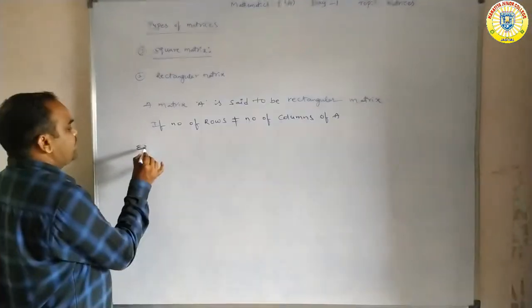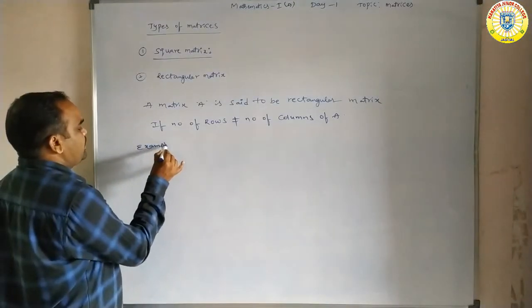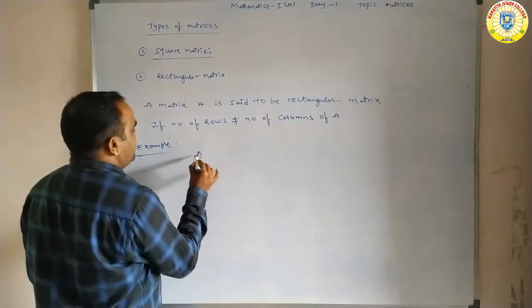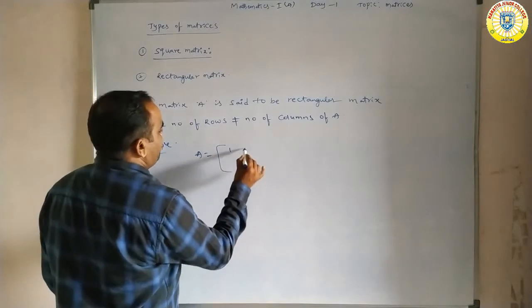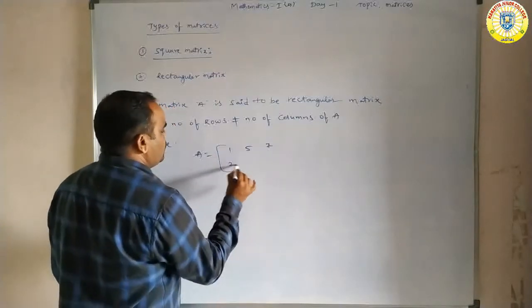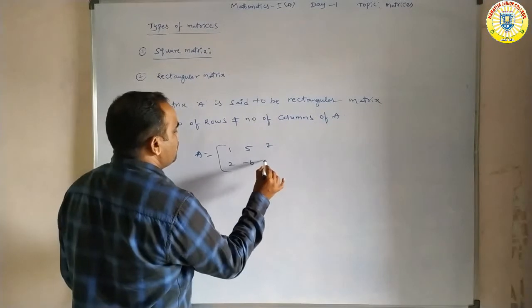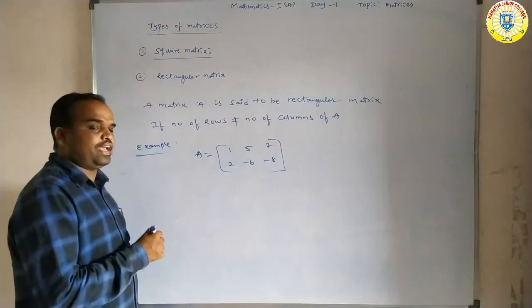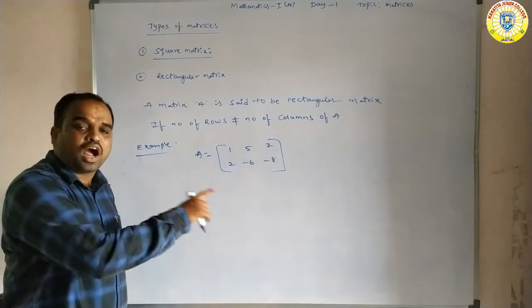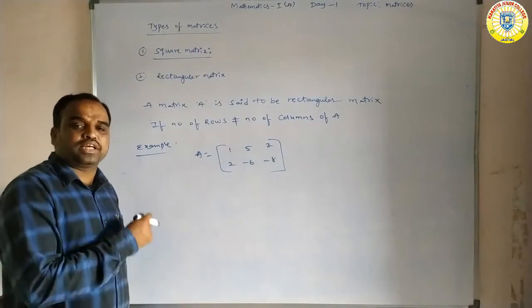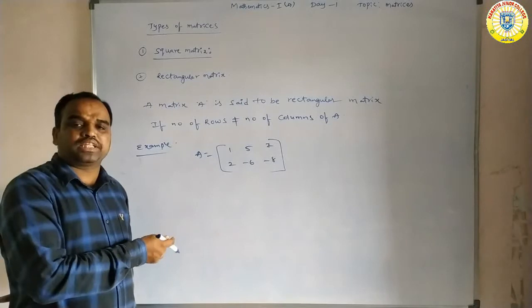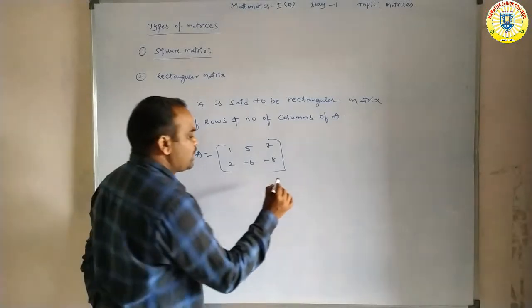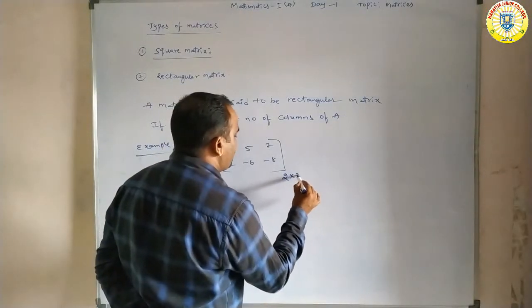Here we are taking an example. A is equal to 1, 5, 7, 2, minus 6, minus 8. Suppose this is the matrix A. What is the order of A? How many rows are there? 2 rows. How many columns are there? 3 columns. That's why the order is 2 cross 3.